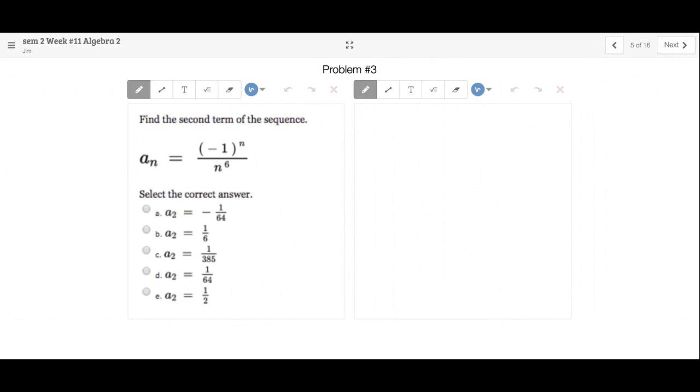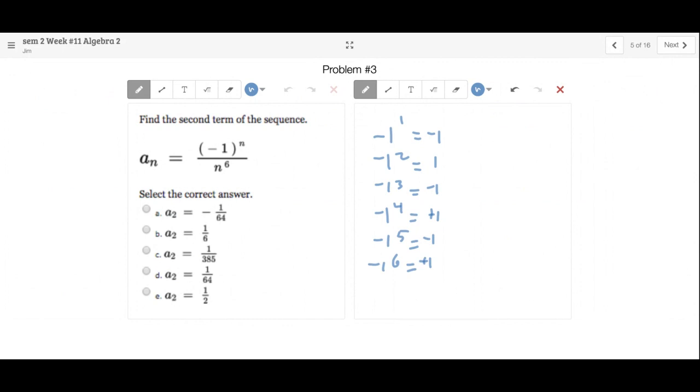Now, be very careful. Let me talk about this for a second. If you have -1 to the first power, that's -1. -1 to the second power is +1. -1 to the third power is -1. -1 to the fourth power is +1. -1 to the fifth power is -1. -1 to the sixth power is +1. Do you see a pattern here? Anytime you have a negative to an even power, it's going to be positive. If you have it to an odd power, it is going to be negative.